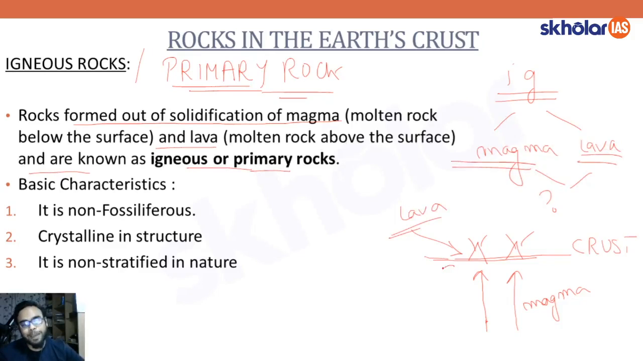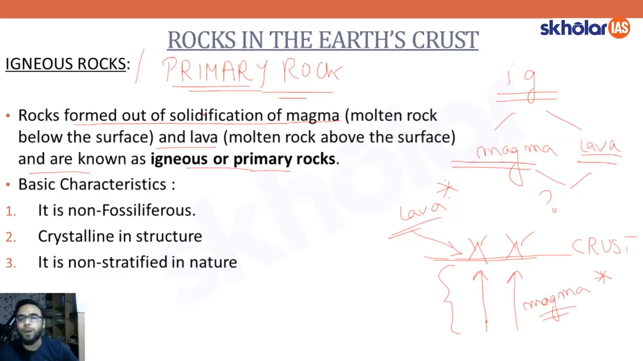It is called magma when it is present below the earth's crust. Once magma intrudes the earth's crust, it will be called lava. That is the only difference. Only the name changes, magma to lava. That's the only difference between magma and lava.